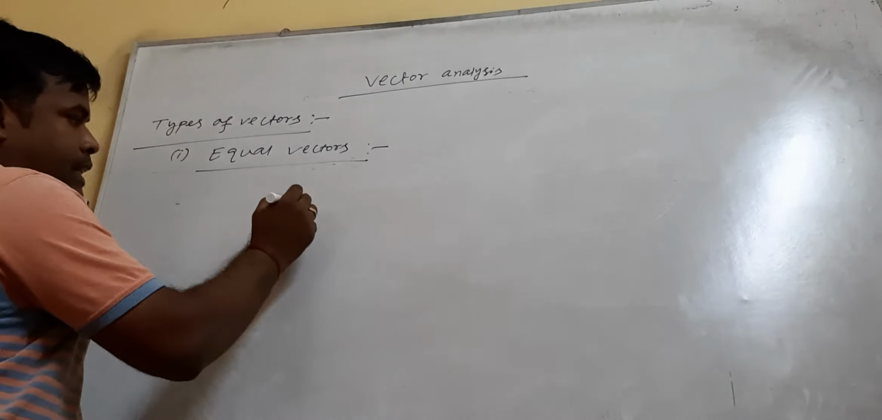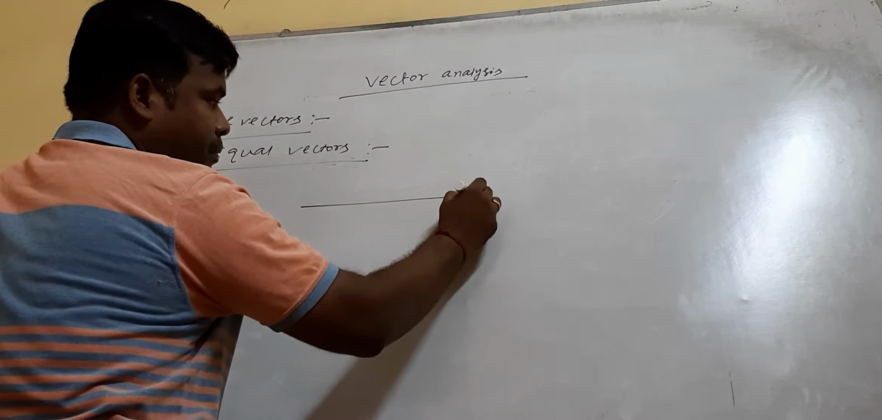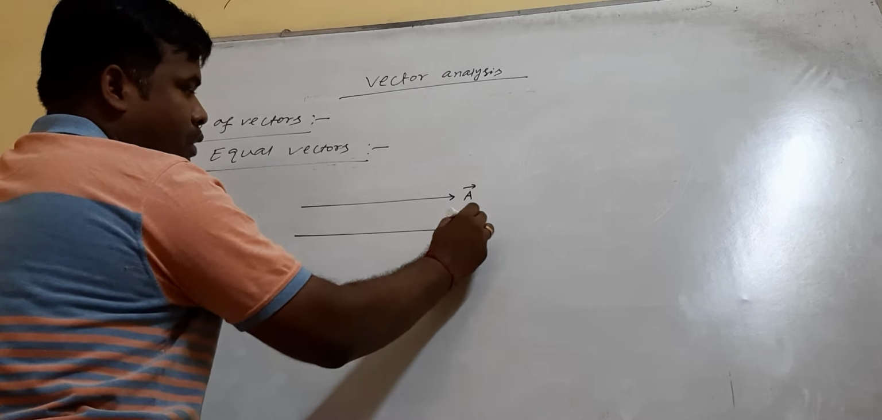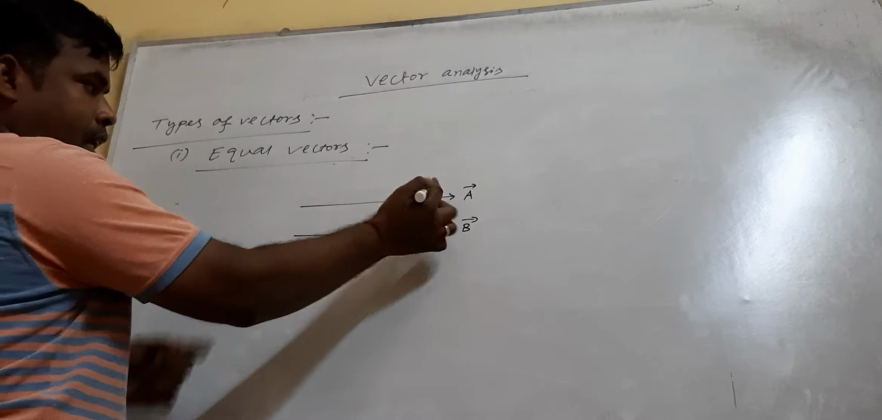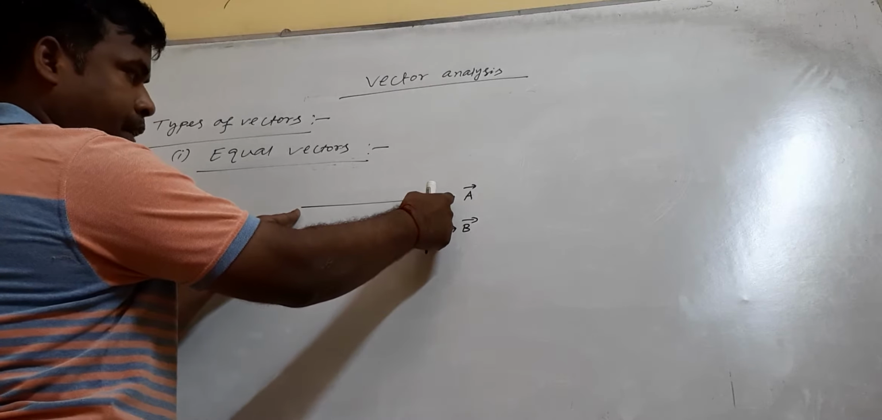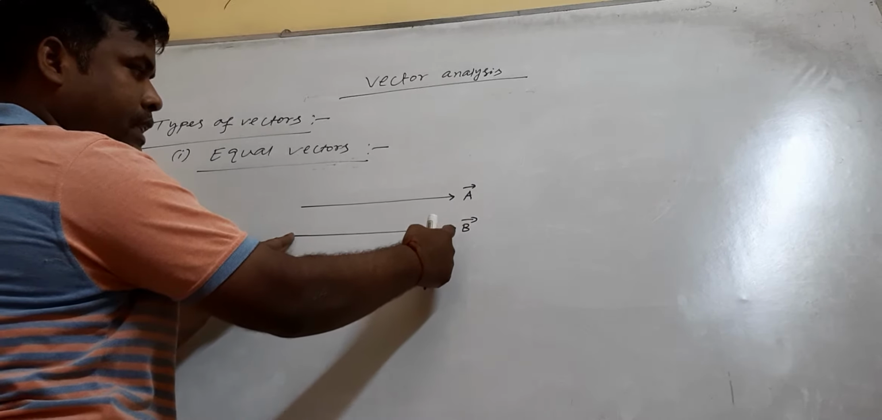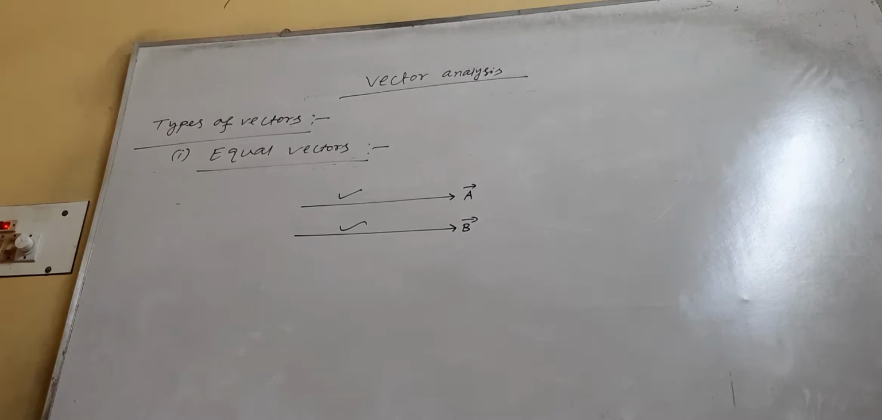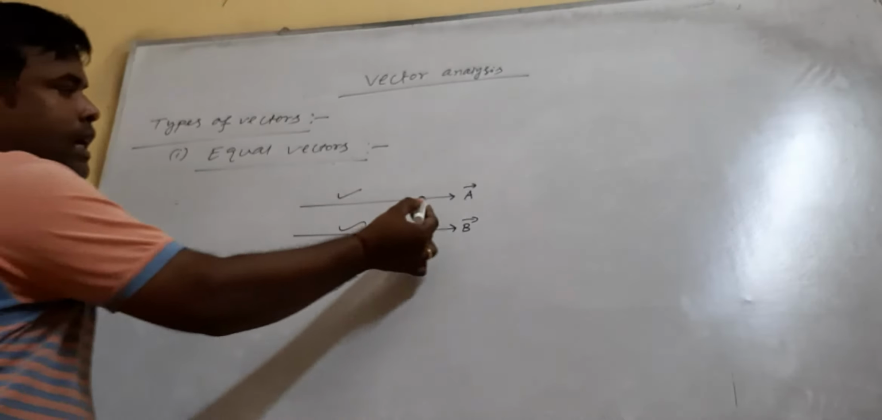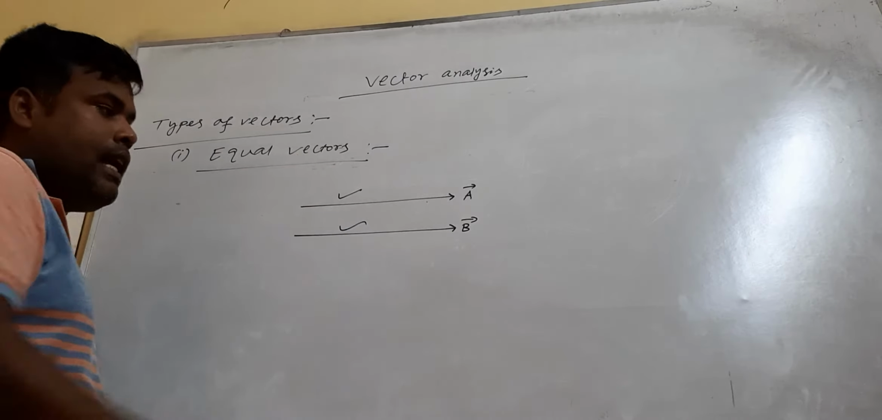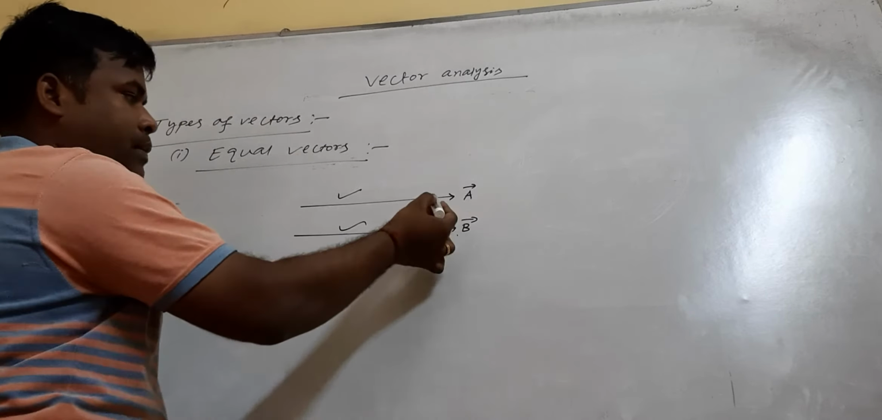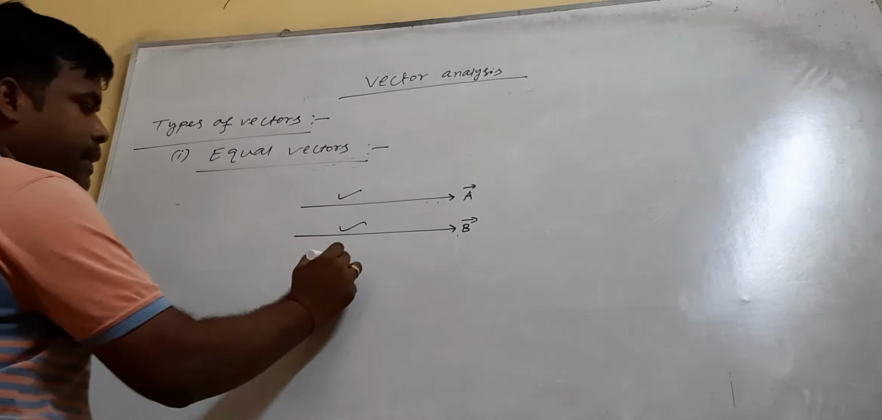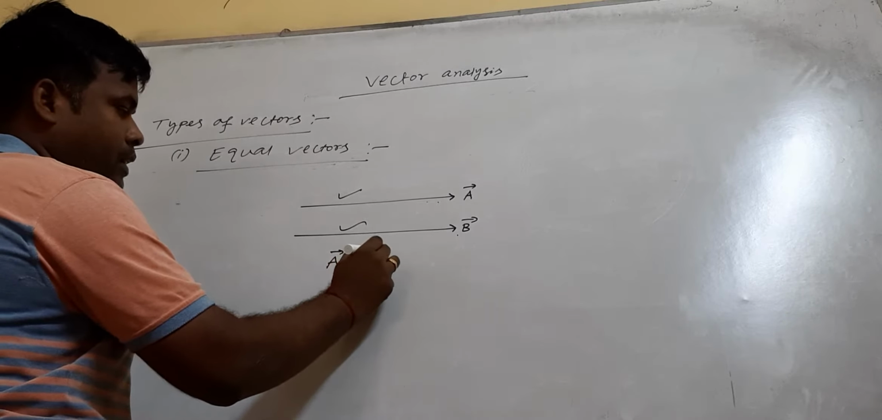How do we represent them? Suppose it is A vector and it is B vector. The length of the line of A vector and the length of the line of B vector are the same, so the magnitudes of A vector and B vector are same. What about the direction? A vector is directed towards right and B vector is directed towards right. That means the directions are also same. So here I can say A vector is equal to B vector.